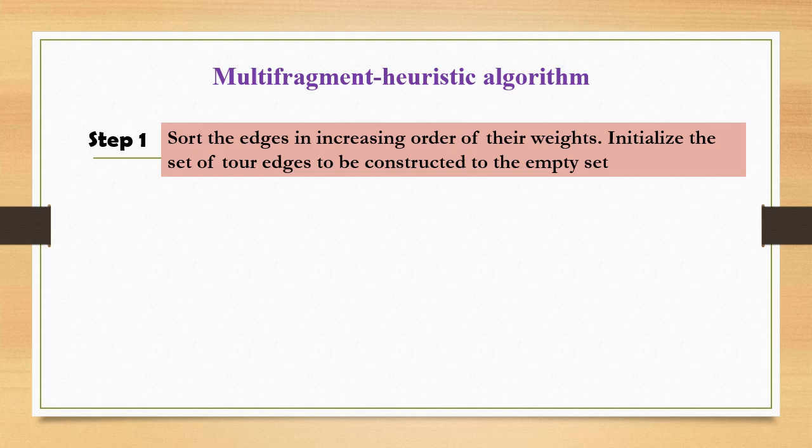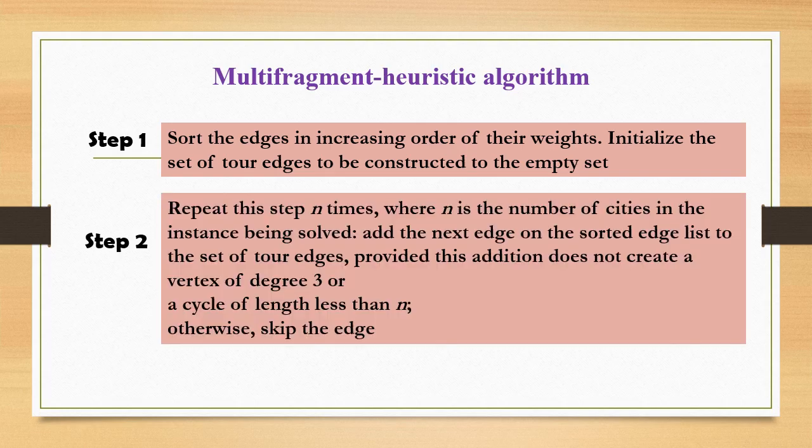So step 1 in this multi-fragment heuristic algorithm is to sort the edges in increasing order of the weights, and we initialize the set of tour edges to the empty set. Then we repeat this step n times, where n is the number of cities we are supposed to visit, and we add the next edge on the sorted edge list to our tour list. We have to keep in mind that no vertex should have degree 3, and we should not form a cycle whenever we add an edge. If so, we skip that particular edge.